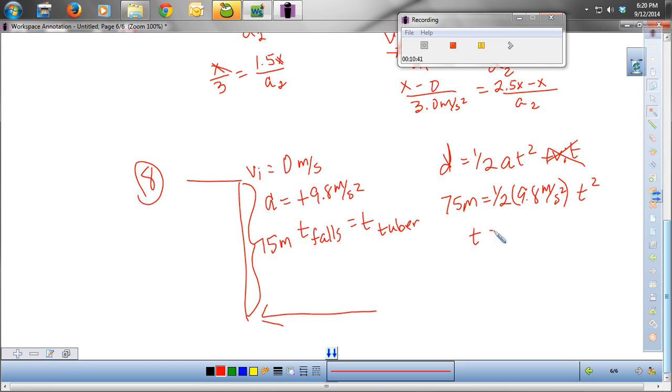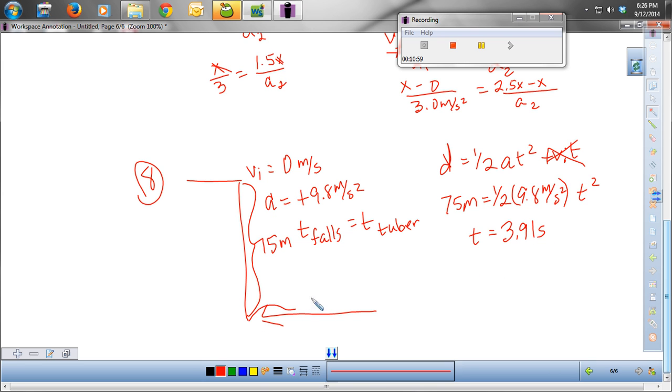So I can find the time that it falls. And I believe when I did it, let me see if I can find my answer, my work. I'm going to pause and find my answer, and then I'll come back. Okay, so that becomes 3.91 seconds.